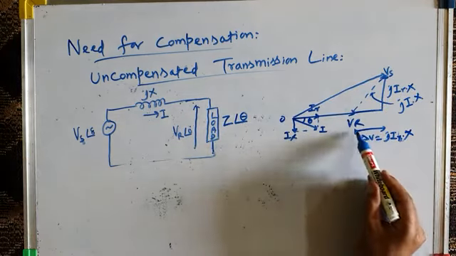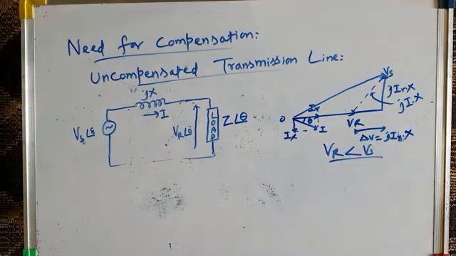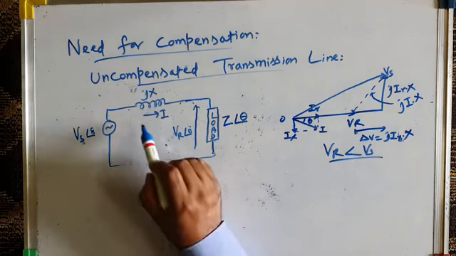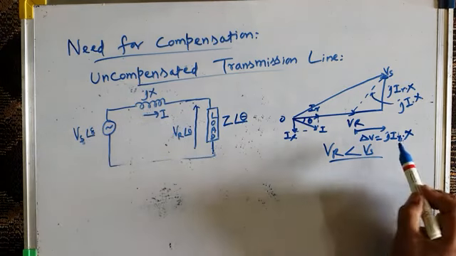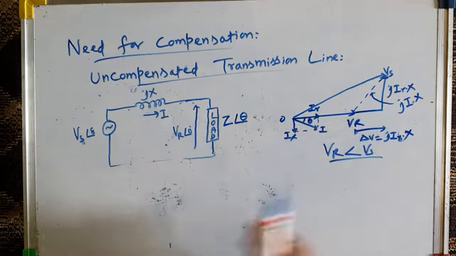You can see the receiving end voltage is less than the sending end voltage, and hence poor voltage regulation may result in an uncompensated transmission system. Your load voltage may be much less than the rated voltage if large reactive power is flowing over the line, because large reactive power flow means a large reactive component of current IX, and that means a larger drop delta V. Therefore, there is a need for compensation.